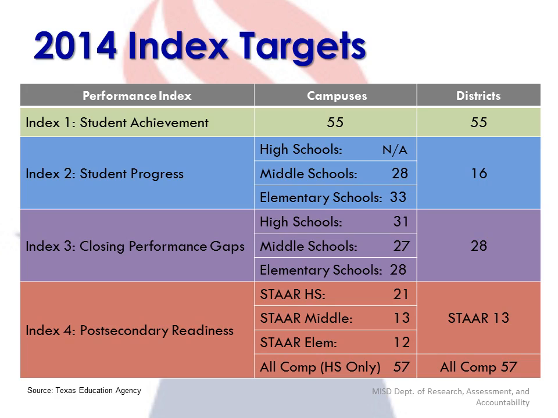Districts, elementary campuses, and middle schools are evaluated on the STAR component only, with targets of 13, 12, and 13 respectively. High schools are evaluated on the STAR component with a target of 21, and on all components with a target of 57.